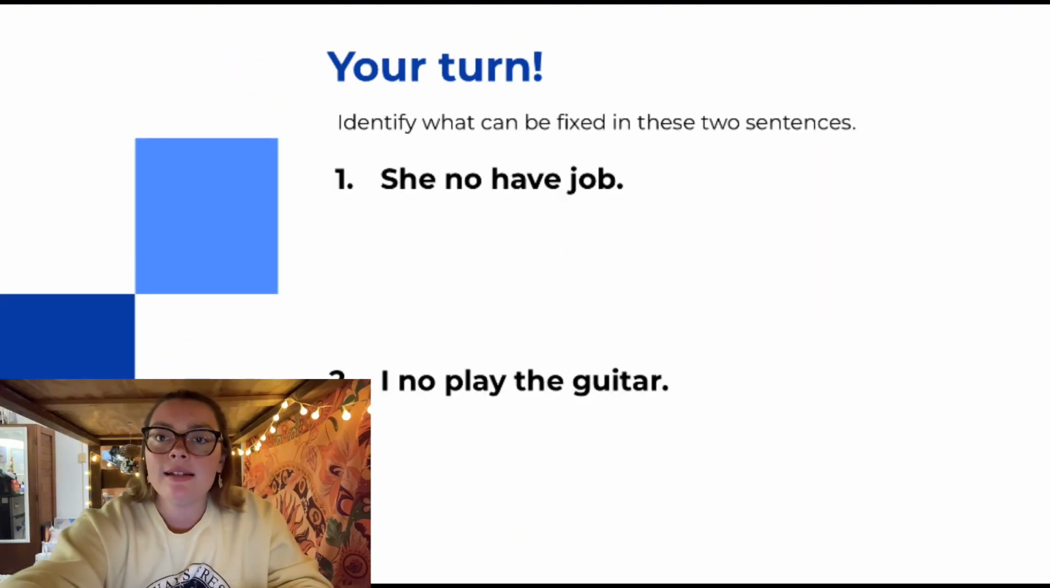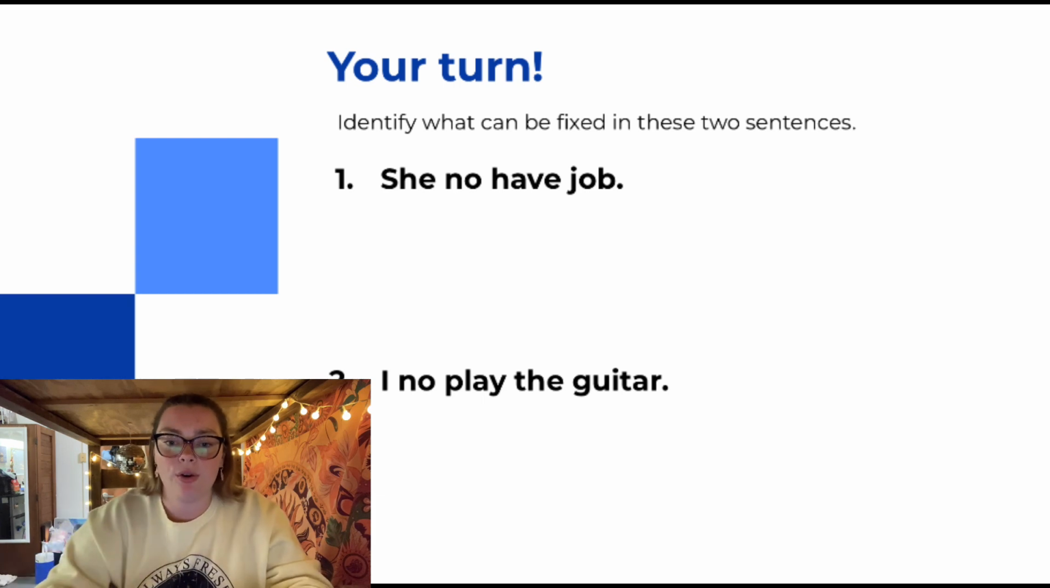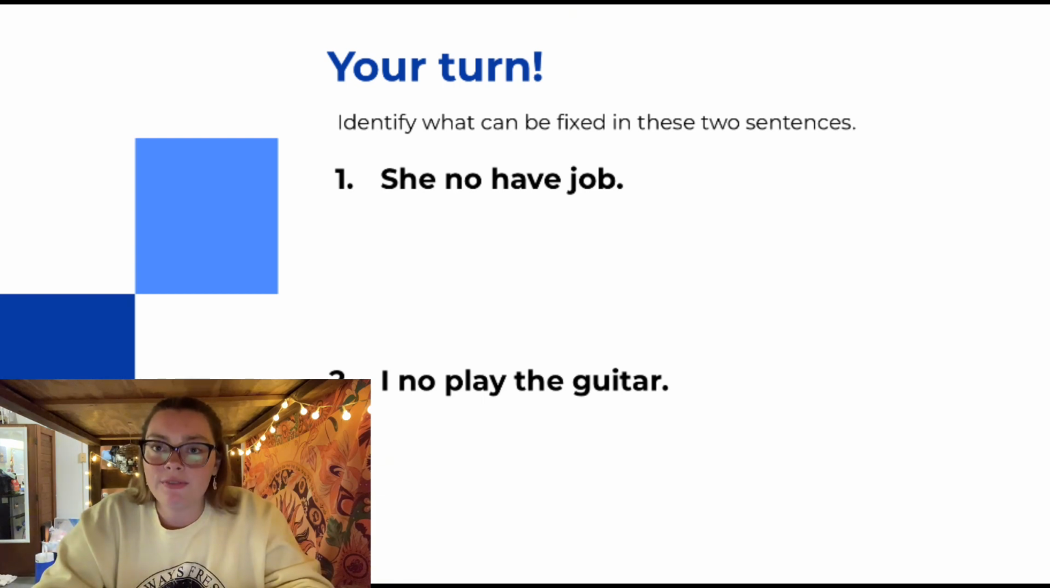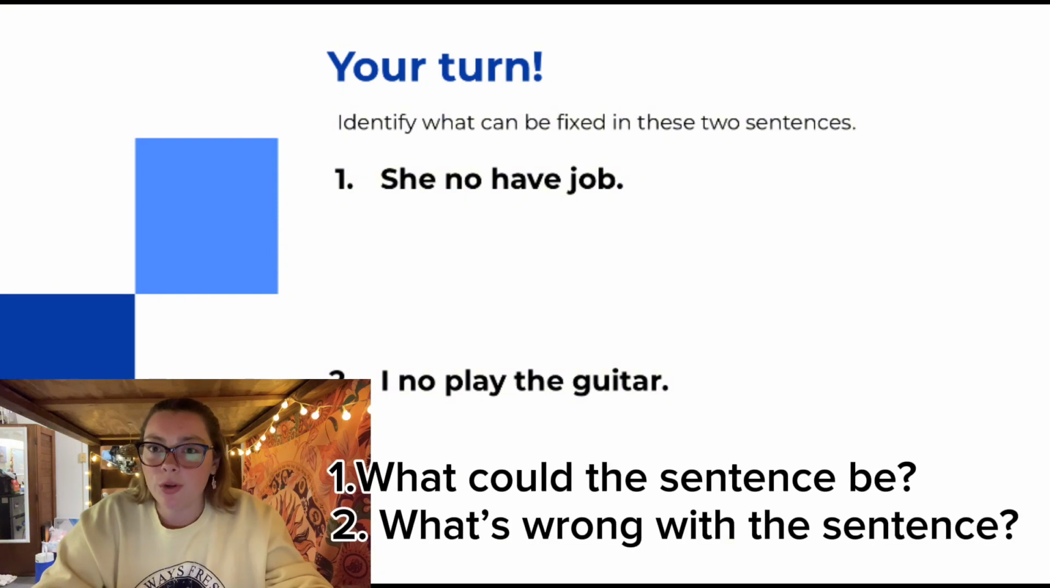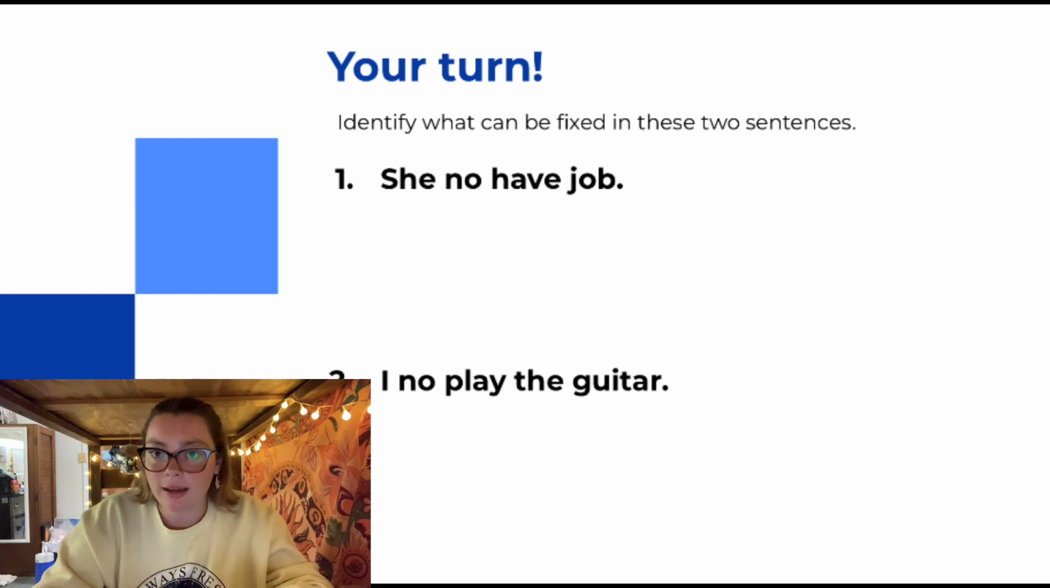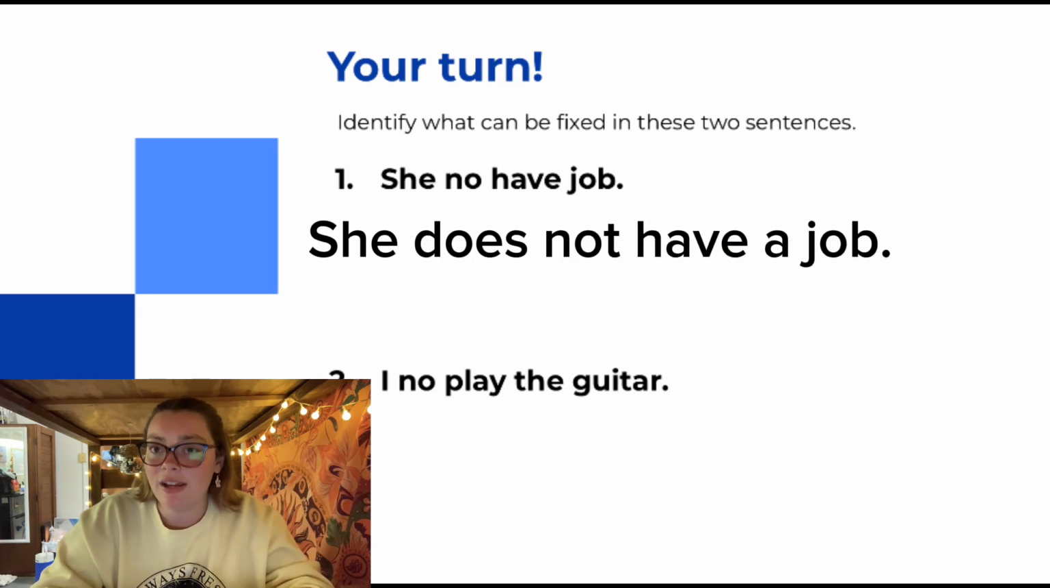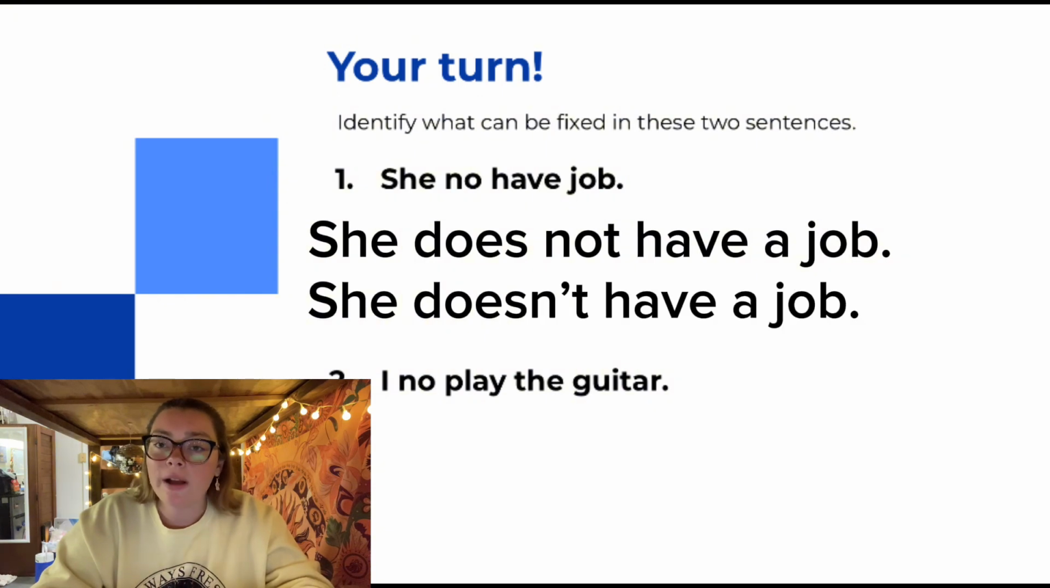So for this next guided practice, what I want you guys to do is identify what can be fixed in these two sentences. Let's do the first one together, shall we? We have she no have job, okay? Let's think about what this could be. What's wrong with the sentence? She no have job, okay? It would be she does not have a job, right? She doesn't have a job, okay? Go ahead and try this next one. It's very similar, and then we'll go over it.